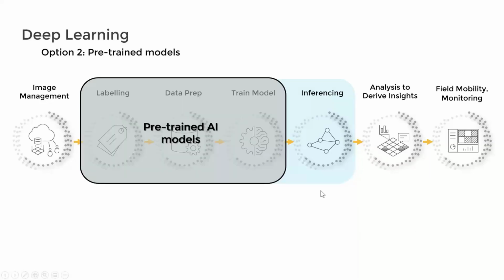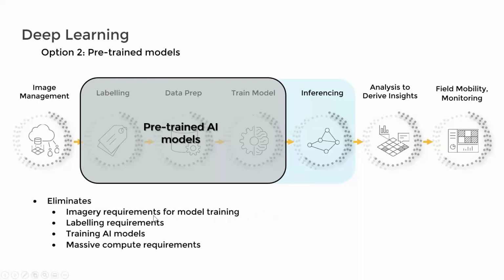Now, what we've worked on in the last year at Esri is to create what we're calling pre-trained AI models. These are designed to make deep learning easier, and their goal is to take away some of the more difficult aspects of doing deep learning. This includes, again, creating the training data, having the correct imagery and enough of it, actually understanding how to train and tune the models, as well as having the compute required.